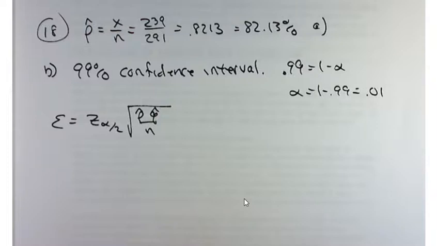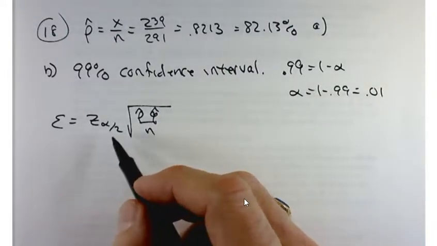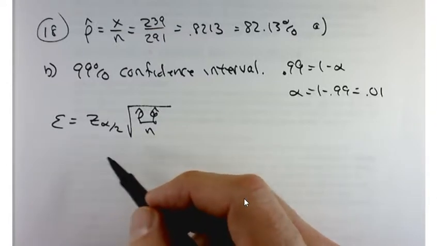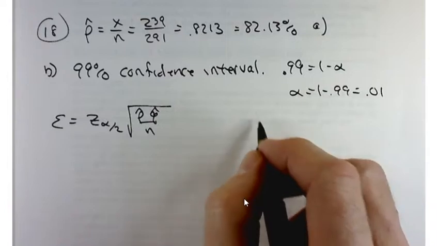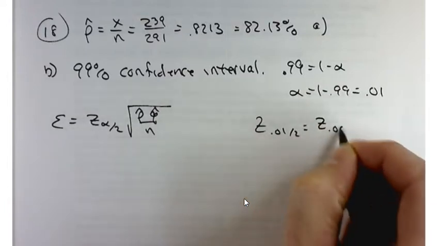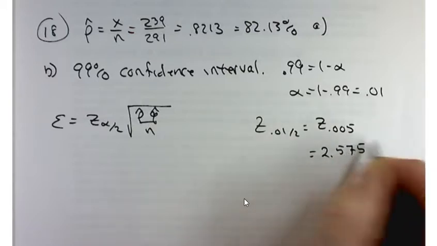I'll be curious to see if you guys like doing this old school or if you want to do this using technology. But we'll find out in just a minute. Do we have to go back and do z sub alpha over 2? I think we got that just a minute ago. It was 2.575. Remember, z sub 0.01 divided by 2 is z sub 0.005, which is 2.575.